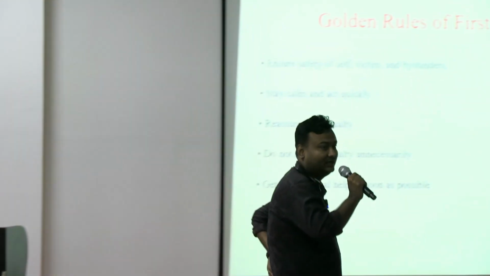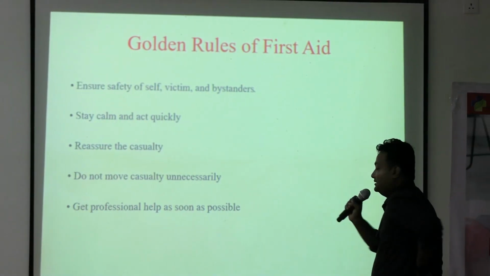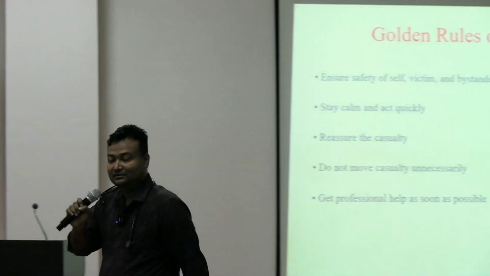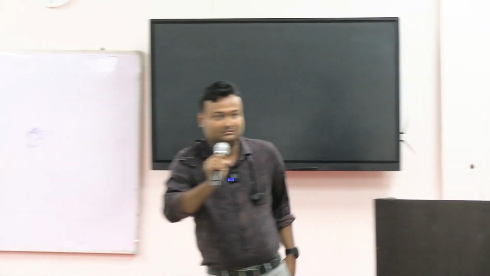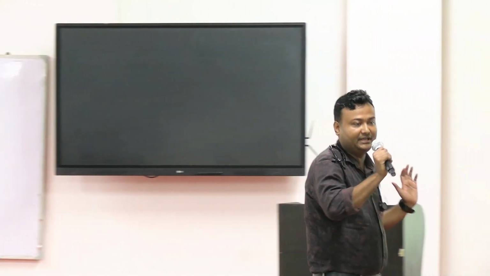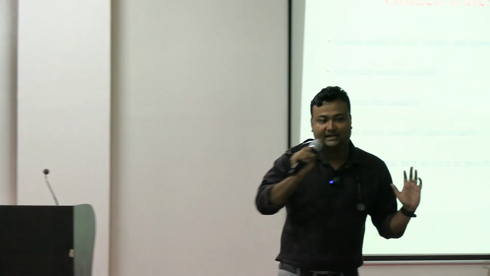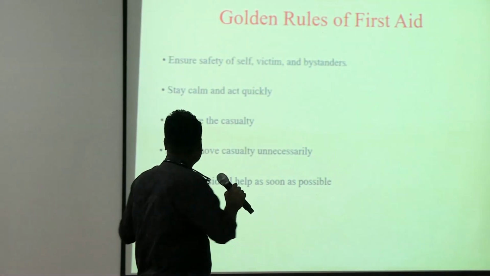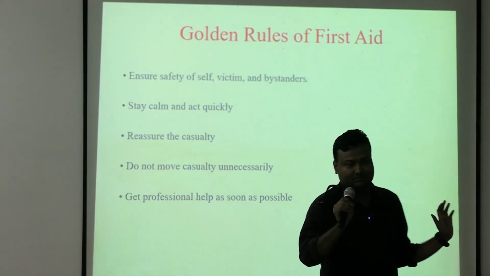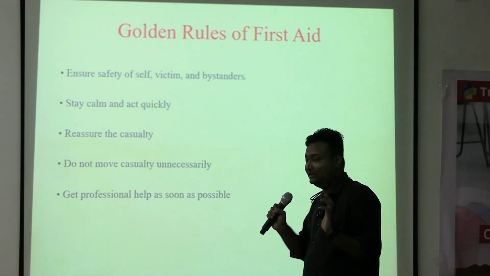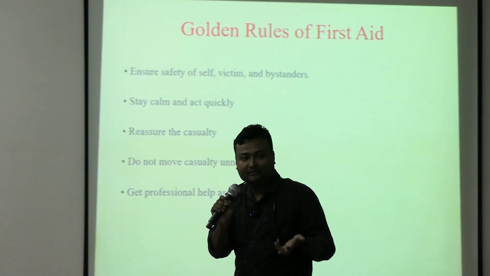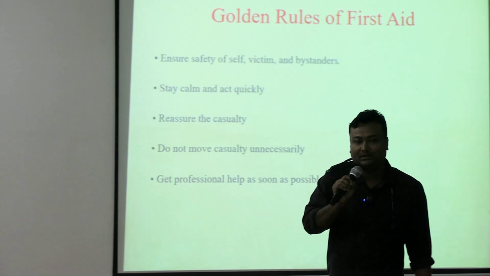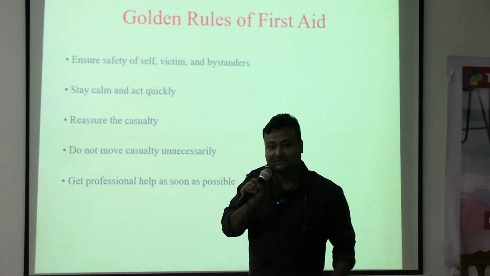Next, what are the golden rules of first aid? First of all, we have to ensure safety. The first thing is the safety of yourself. Your safety comes first. Then you have to stay calm and act quickly also. Then we have to reassure the casualty, whatever type of casualty you identify. You have to reassure yourself, the bystanders, and the patient also.